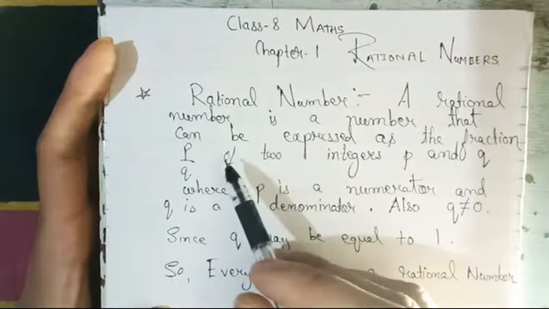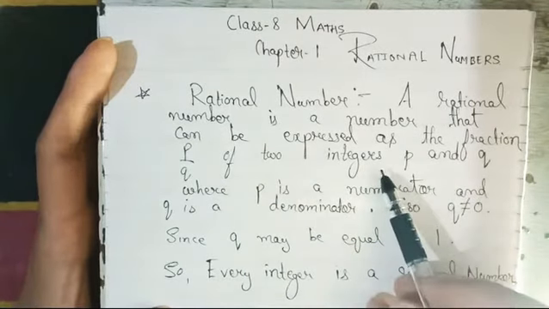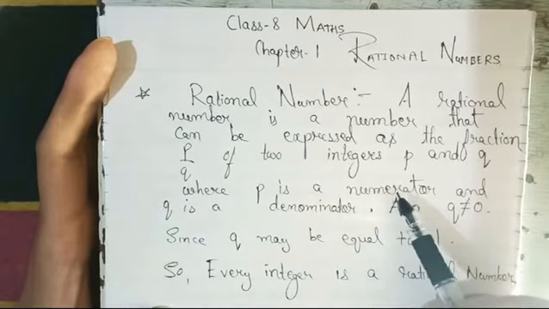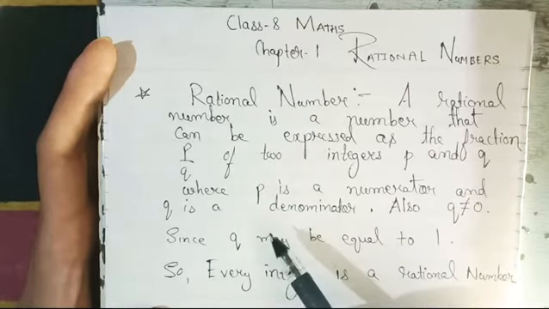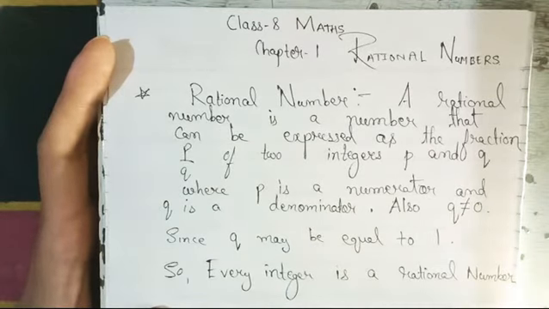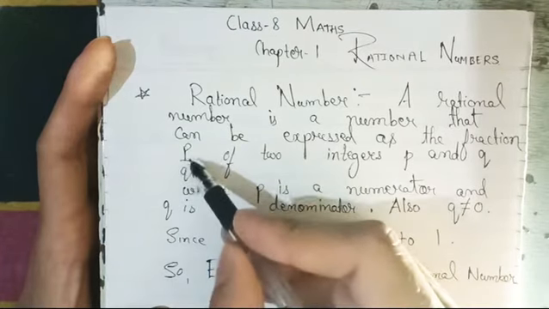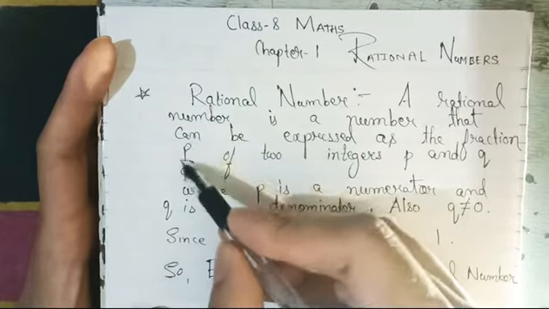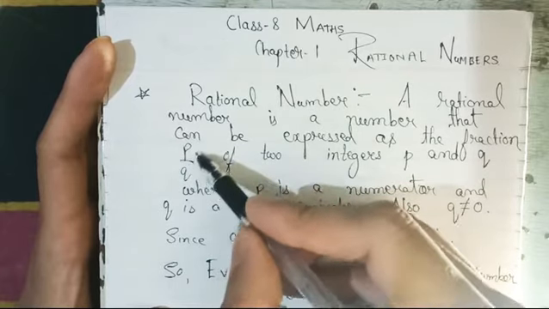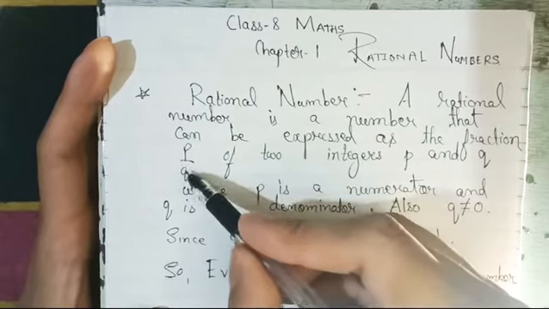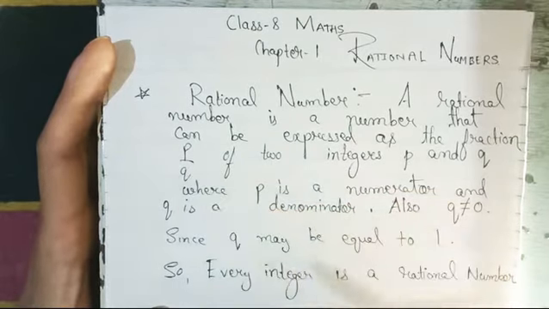A rational number is a number that can be expressed as the fraction p upon q of two integers p and q, where p is a numerator and q is a denominator. Suppose we are having a fraction p upon q in which p is a numerator and q is a denominator. Numerator means the number which is on the upper side. The number which is situated at the lower side, at the bottom, is called the denominator. That is the difference between numerator and denominator.